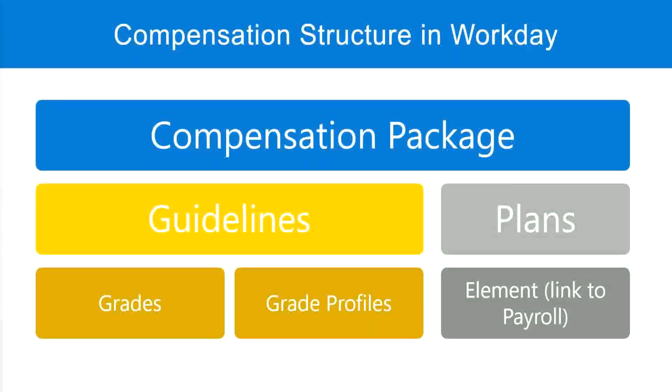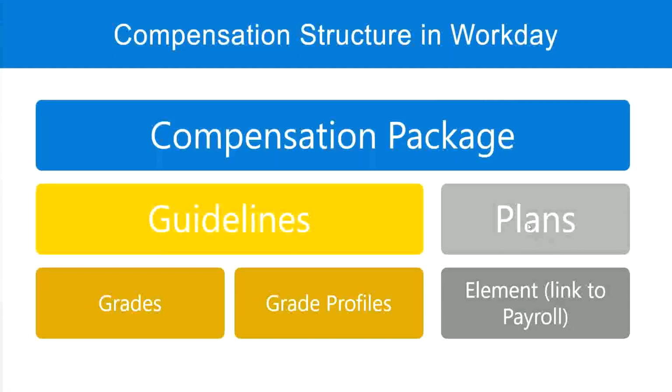Then we discussed the overall structure, saying that the compensation package is the overall high-level object, and a compensation package consists of guidelines and plans. Guidelines are for reference only. Guidelines will consist of grades and grade profiles. Right. And what is a grade? It's a range of pay, right? Which gives you a guideline about how much you should pay if the worker meets that particular criteria, right?